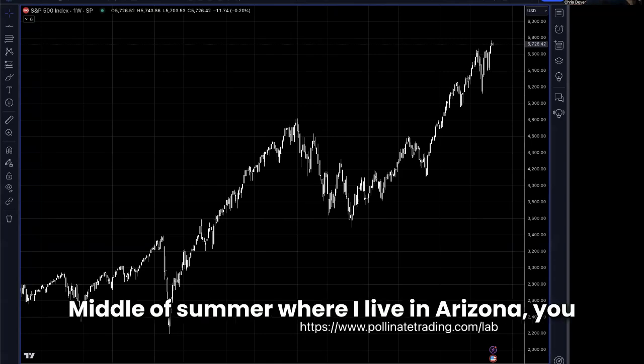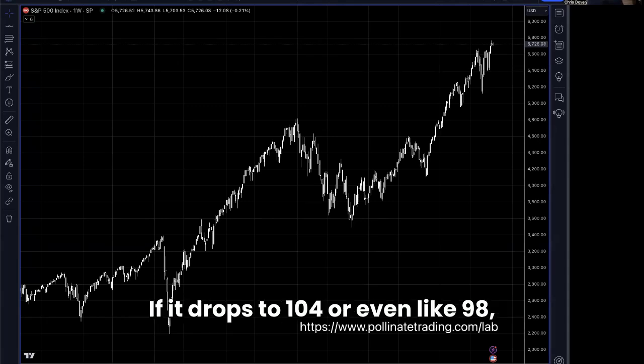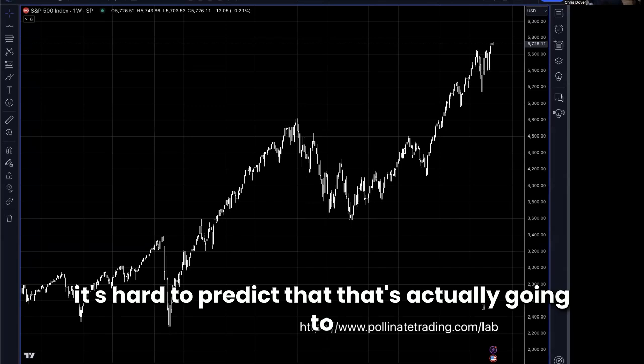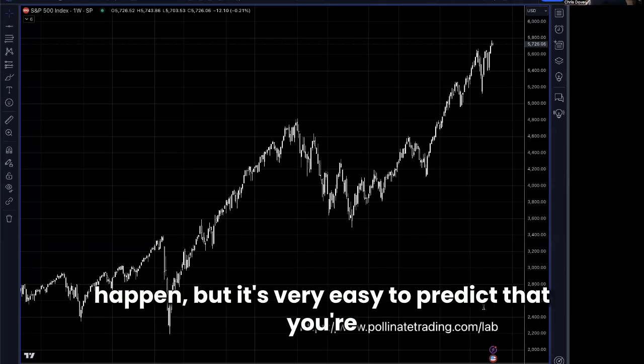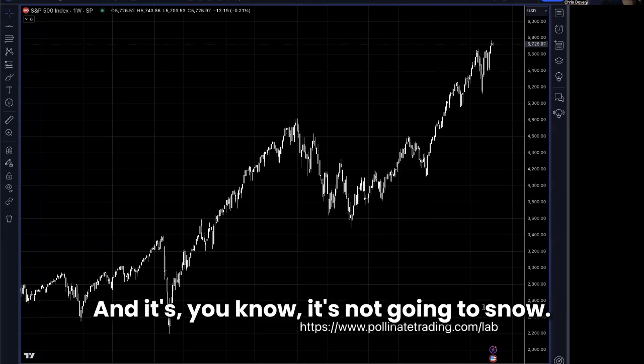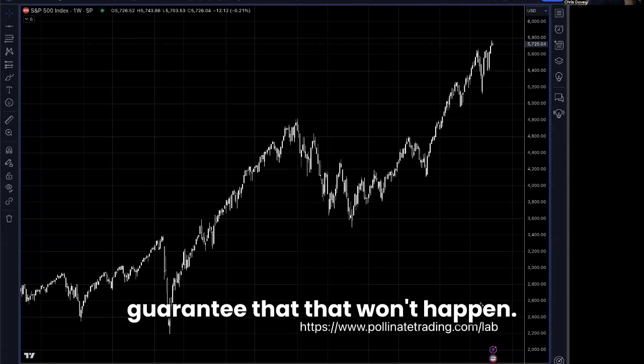Middle of summer, where I live in Arizona, it's going to be 110, 120 degrees. If it drops to 104 or even like 98, it's hard to predict that that's actually going to happen, but it's very easy to predict that you're not going to have like a 50-degree day and it's not going to snow. You can almost with complete certainty guarantee that that won't happen.